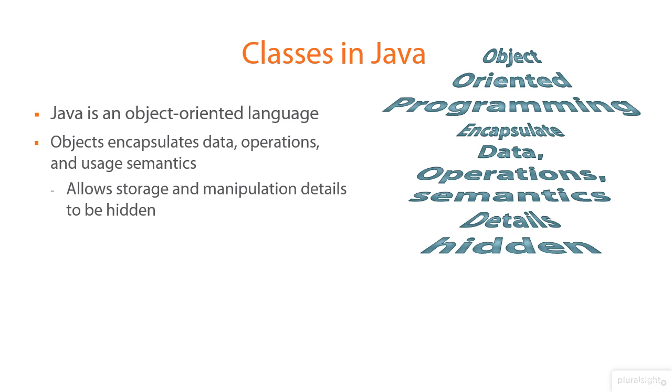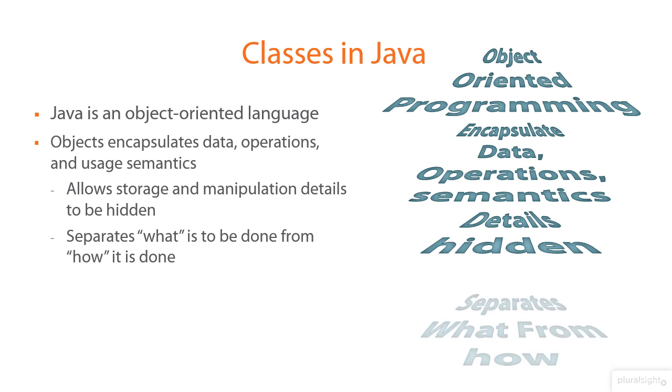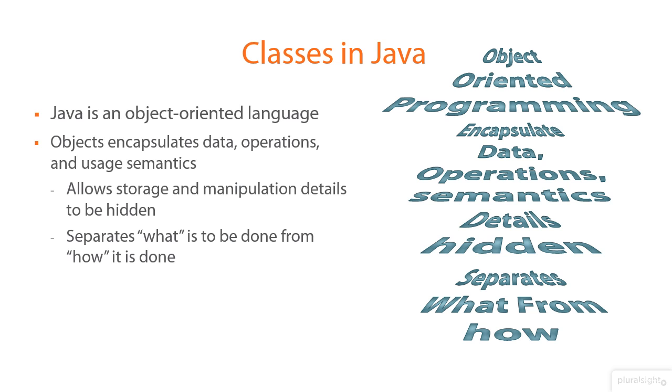Objects allow the storage and manipulation details of things to be hidden, right? So that when someone's working with an object, they focus on what they want to have done. It's not their concern how it's done, right? The class implementer, or the object implementer, actually focuses on the how. The consumer or user just focuses on the what, right? So that's a really powerful idea that allows us to build more complex programs.